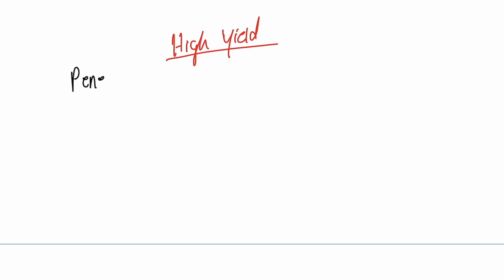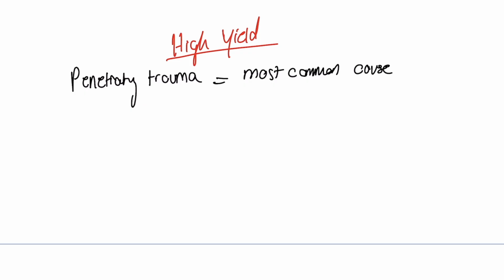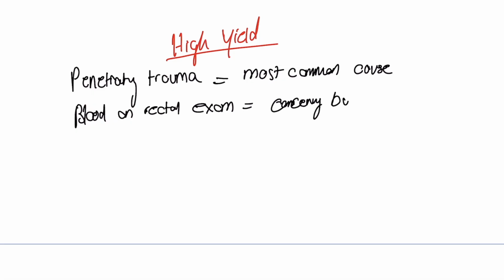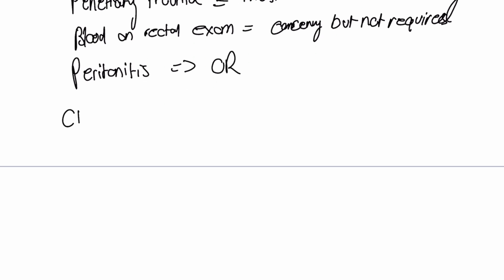And lastly, we'll just touch on those high-yield pearls we previously talked about, such as penetrating trauma is usually the common cause of colon injury, behind small bowel. Blood on rectal exam can be concerning, but not required to make that diagnosis of colon or rectal injury. If a patient is peritonitic, immediately take him to the OR. For patients that undergo CT imaging, you're looking for air, fluid, or stranding.